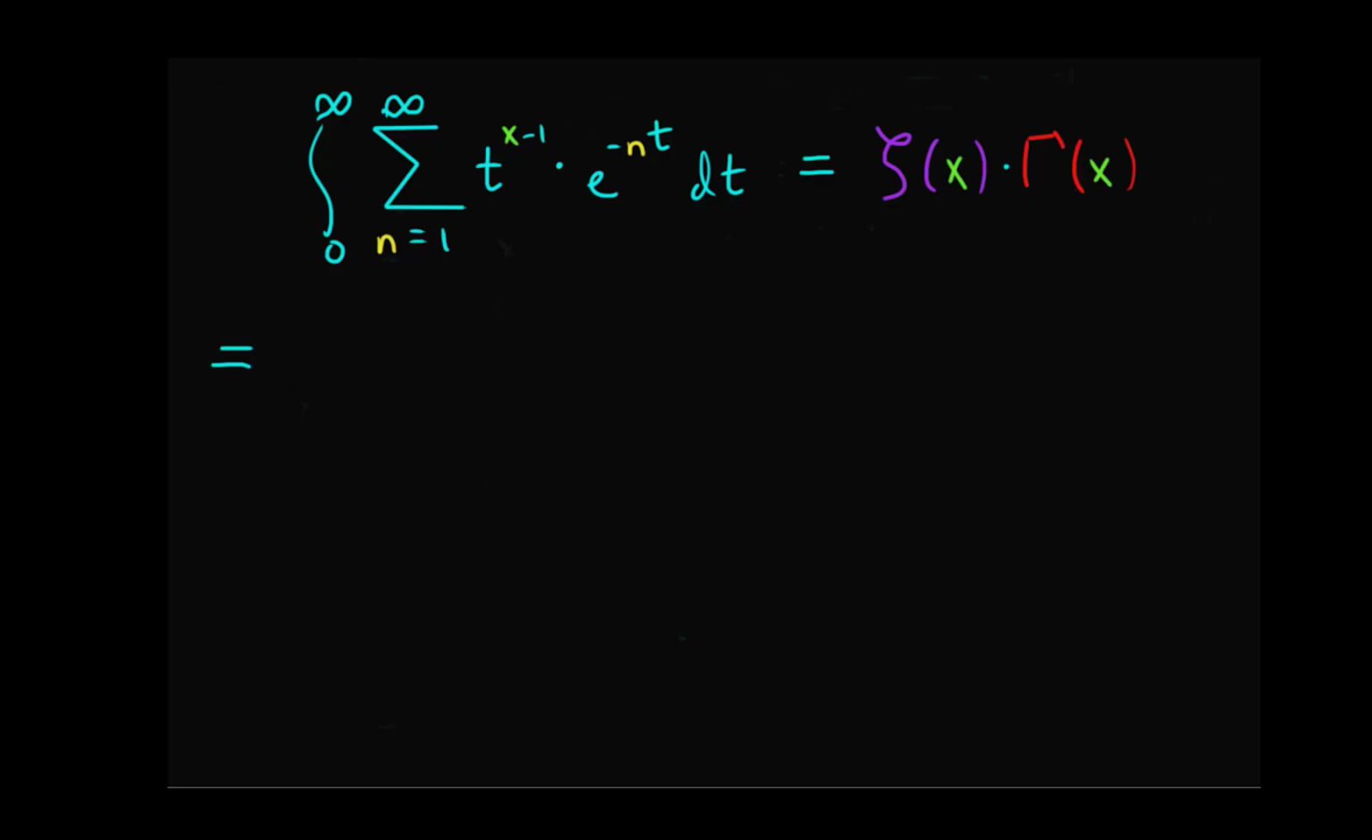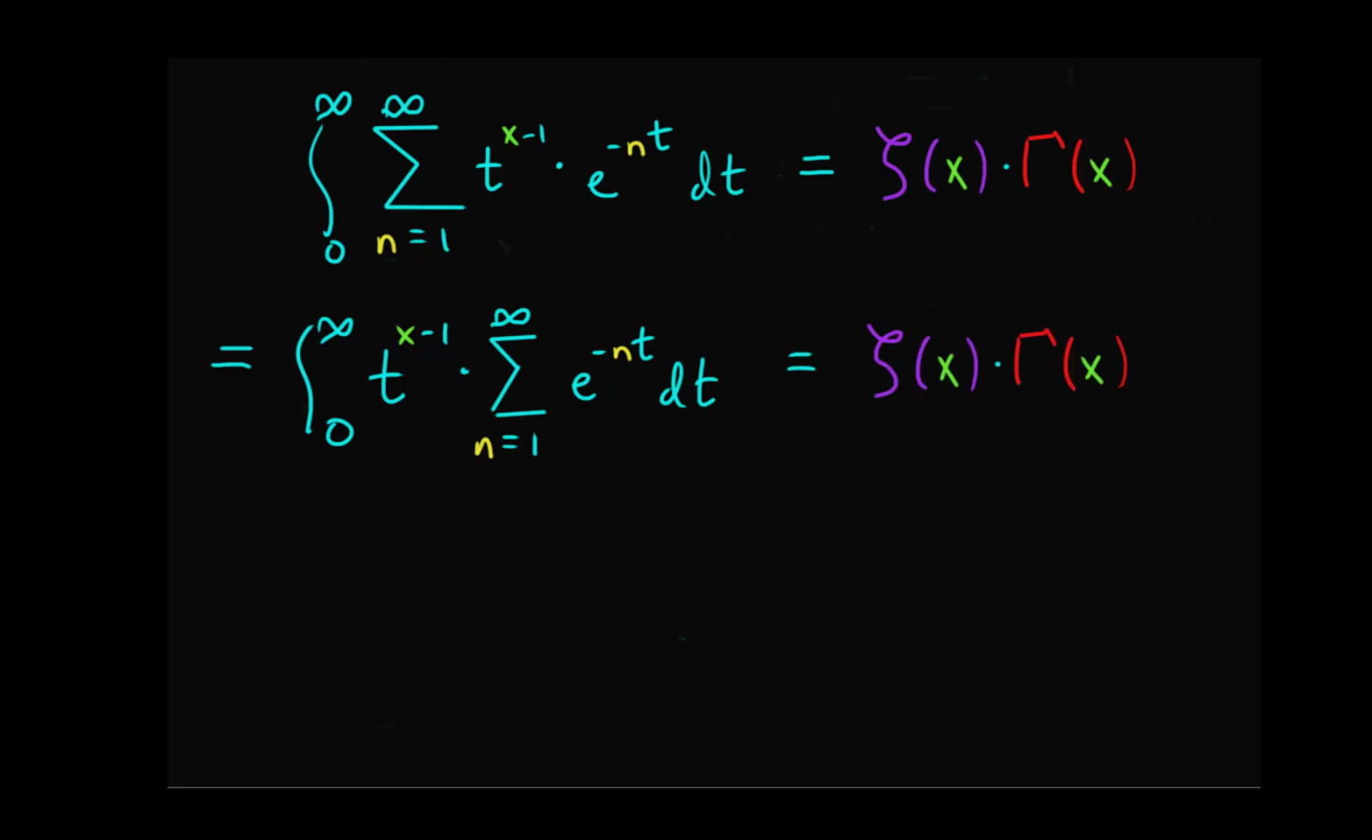And now in this sum inside the integrand, I can actually pull out as a constant t to the x minus 1 since there's no index of summation in that particular term. And so I have that this integral equals the integral from 0 to infinity of t to the x minus 1 times the sum from n equals 1 to infinity of e to the negative nt dt.